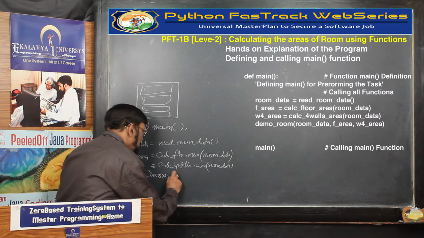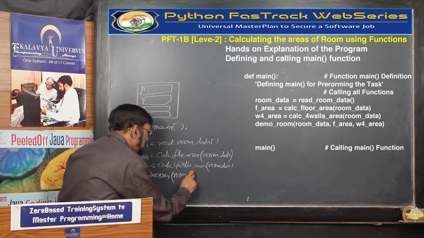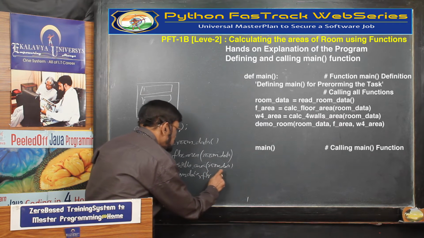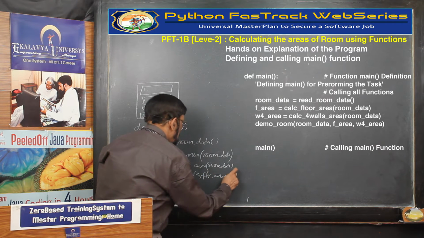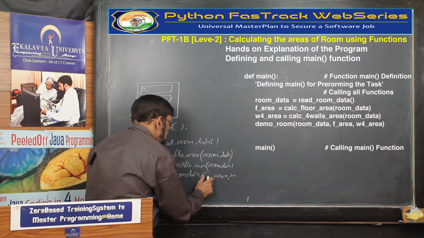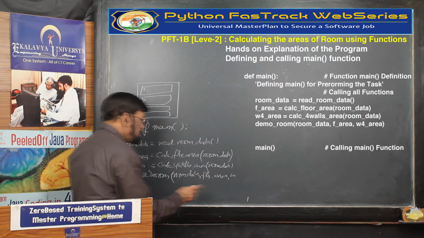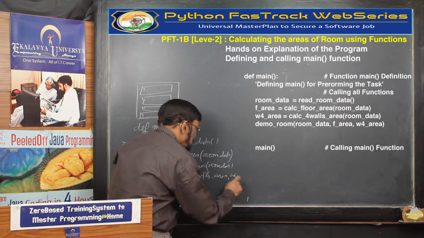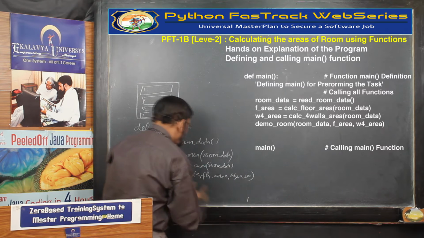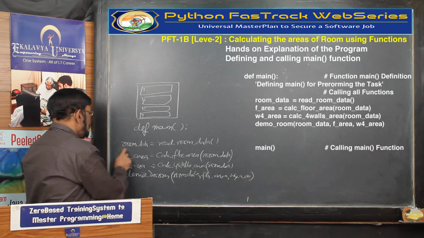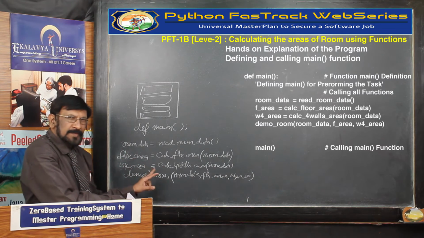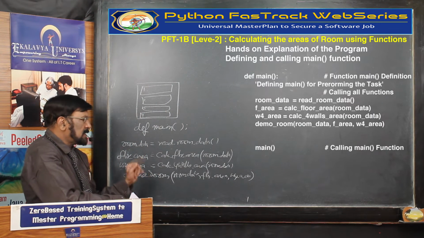So what do we have to pass? Room data we have to pass. Floor area we have to pass. Four walls area. Here some discrepancy might be there, just see that. Walls four area. We have to pass all three. Here otherwise, floor area, right? Okay. Here small discrepancies might be there. In a printed code you never find that.